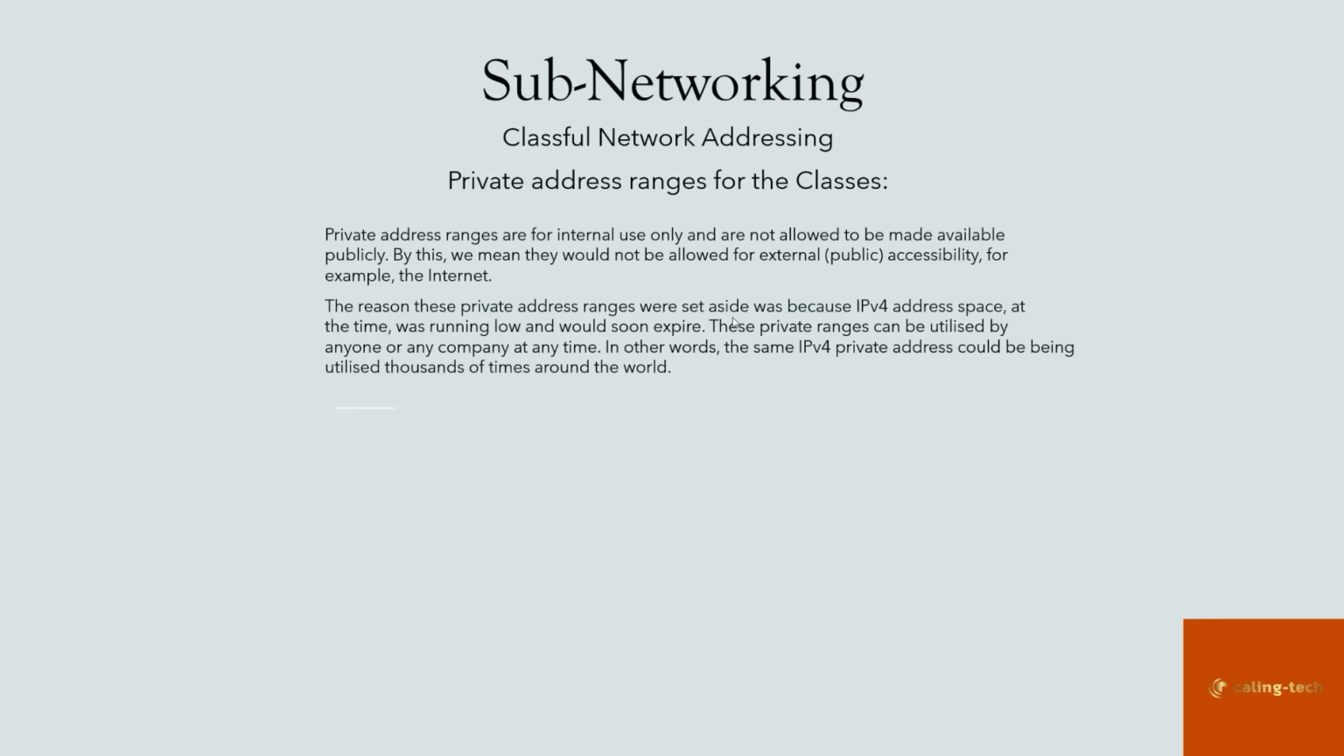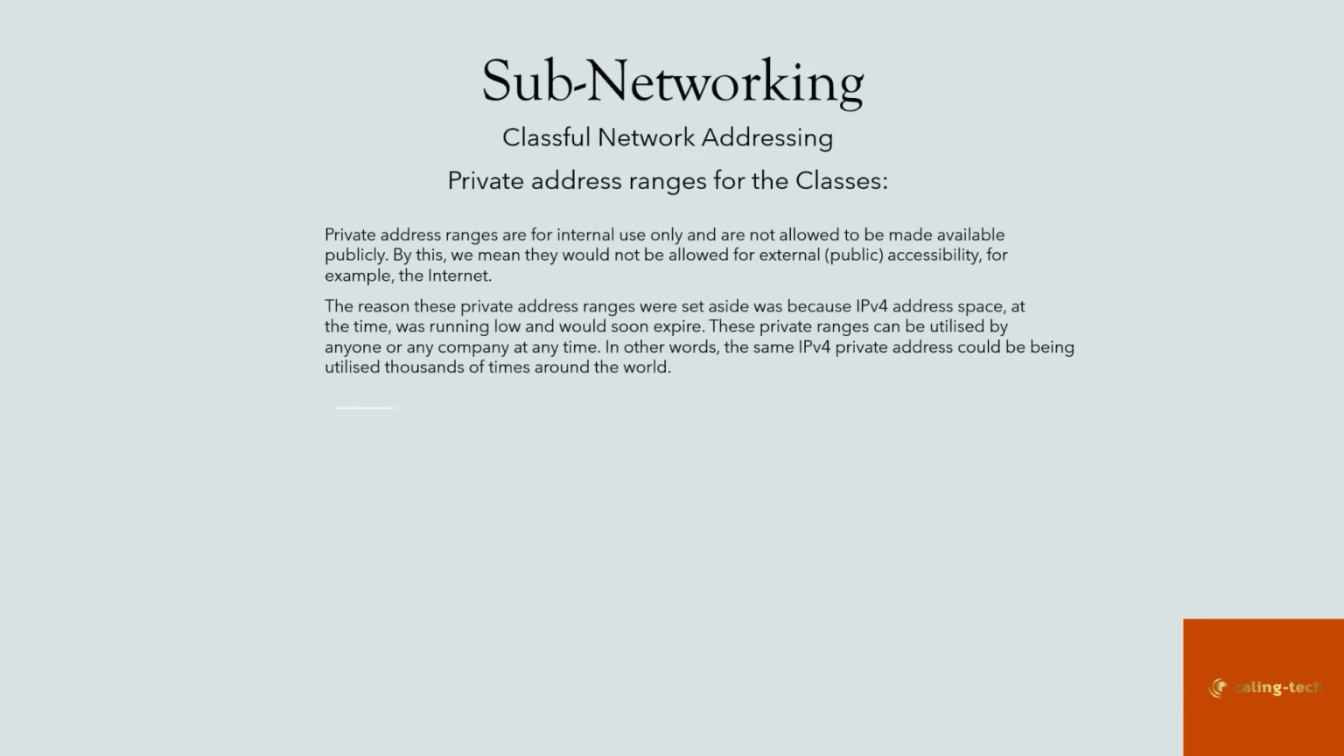The reason the private address ranges were set aside was because at the time IPv4 address space was running low and would have soon expired, and it has expired now. These private ranges can be utilised by anyone or any company at any time. In other words, the same IPv4 private address that you might be using for a host or network could be being utilised by thousands of other companies or people around the world at exactly the same point in time. Therefore, the IPv4 private ranges can never run out. The public ones can, the private ones cannot.